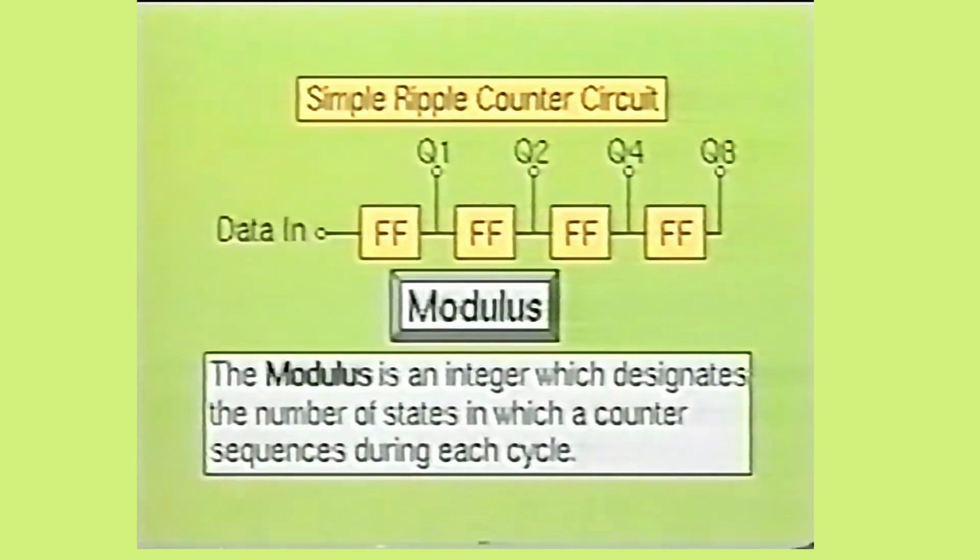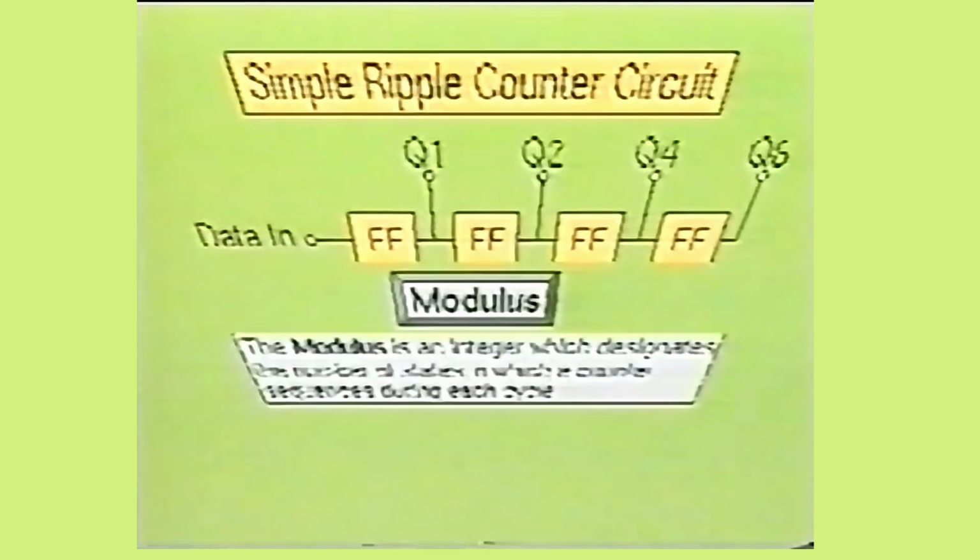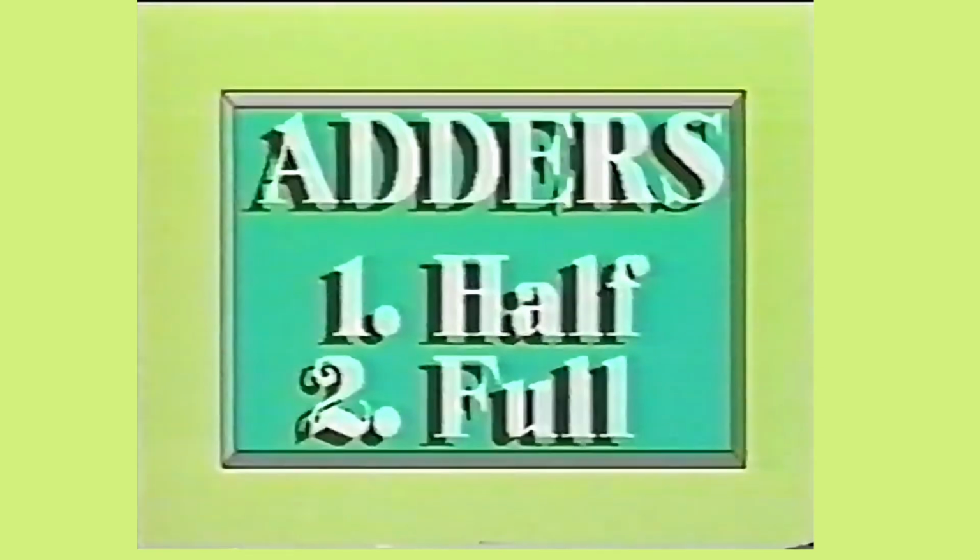But what happens if there are 2 numbers to be combined within the system? After all, this is what the computer does best. This simple combining of numbers is performed by circuits referred to as adders. As you shall see, there are 2 basic adder circuits. These are the half adder and the full adder.